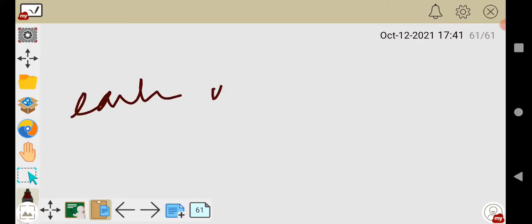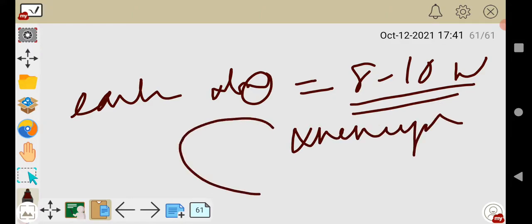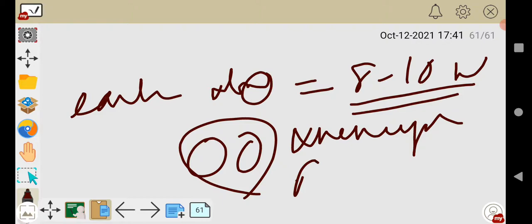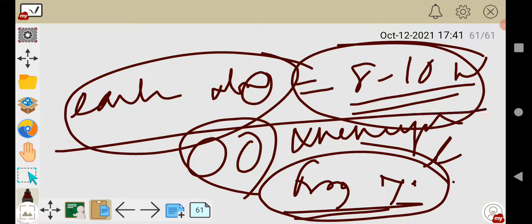Earliest abnormality to be detected is at 8 to 10 weeks. And what is that? Anencephaly. How it looks like? Something like that, frog eye face or frog face, like you can say that. Anencephaly is the earliest one. At 8 to 10 weeks it can be identified, earliest abnormality to be identified.